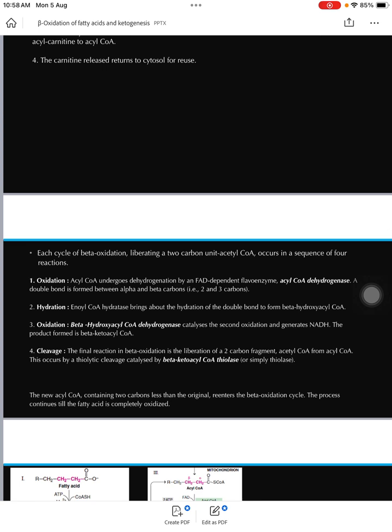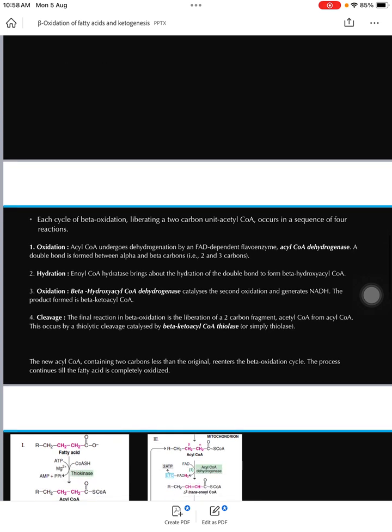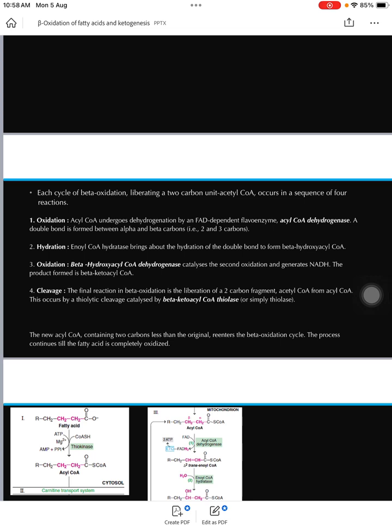Third step, beta oxidation proper. Each cycle of beta oxidation liberating a 2-carbon unit acetyl-CoA occurs in a sequence of 4 reactions. First one, oxidation. Second one, hydration. Third one, oxidation. And fourth one, cleavage.